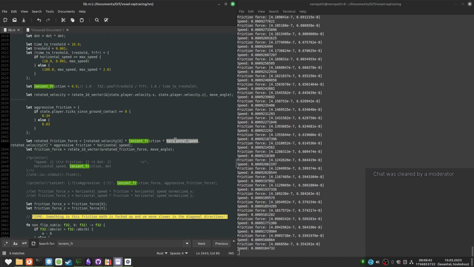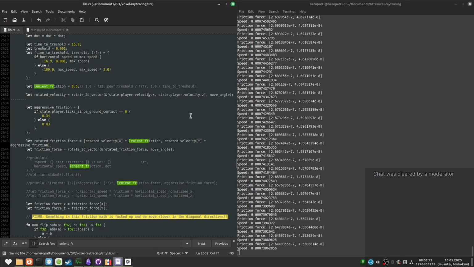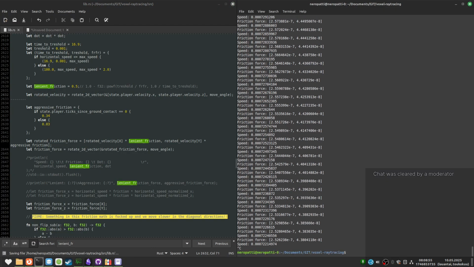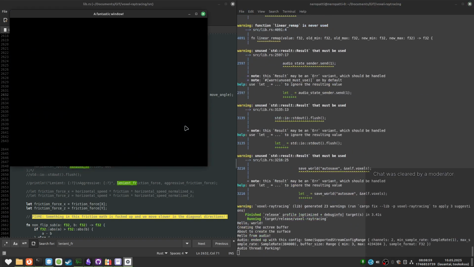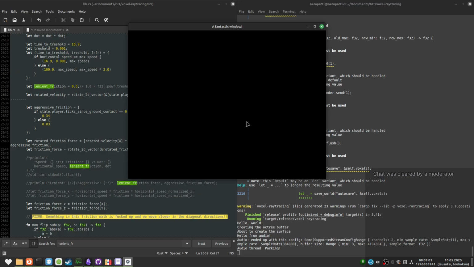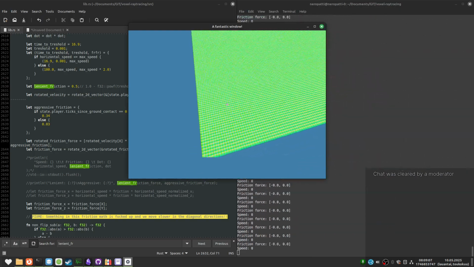Also, rotated velocity should already take into account the horizontal speed, right? Yeah. We shouldn't need to do that there anymore. I wonder if that's affected anything. It should have made the friction even more aggressive, if anything. But we'll see what happens.